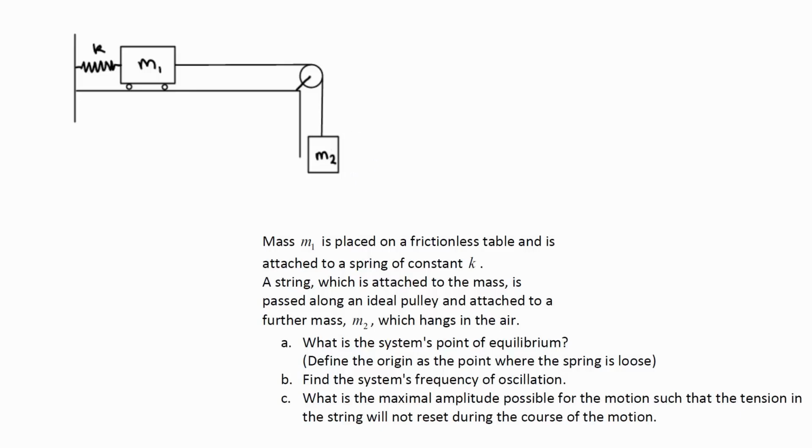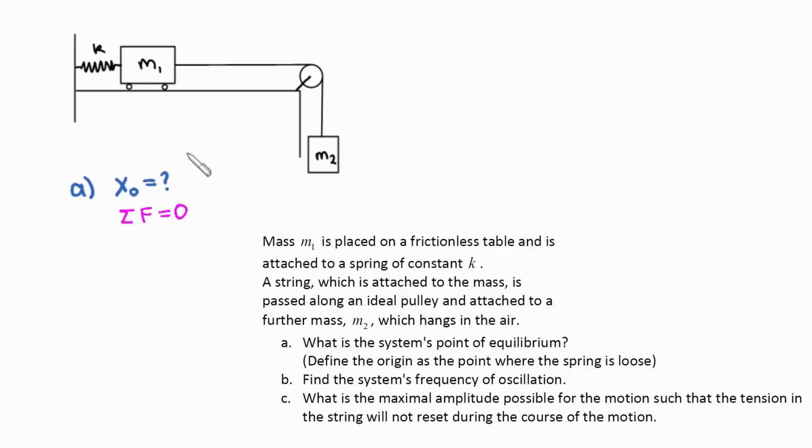Now, in part A, we're being asked to find our point of equilibrium, so what is our value for x0? There are two ways to do this. The first way is to say that the sum of all of the forces is equal to 0, because that's at our point of equilibrium, or to build out our equation and find it from there. Let's do the first method first.